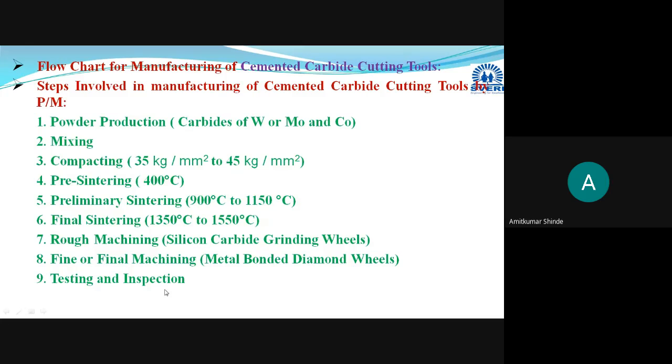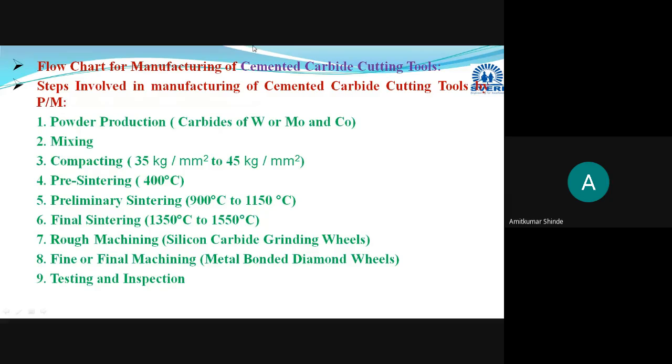Then you have to perform the testing and inspection operation. The component is inspected for its shape, size, and whether any kind of defect is present in it, and it is tested. In the testing operation, you are going to check its tensile strength, compression strength, hardness, density, microstructure, and porosity, different properties, with the help of different destructive and non-destructive testing methods. In this way you will get your final product.